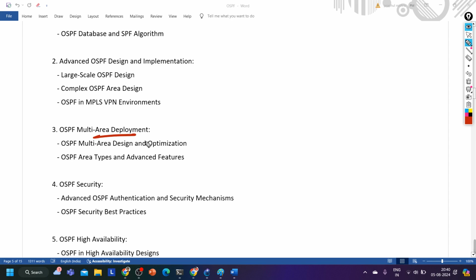Why am I going to deploy multiple areas of OSPF. OSPF multi-area design and optimization, how you are going to optimize the network. OSPF area types and advanced features. Then again, security. As I told you, OSPF provides an authentication feature.